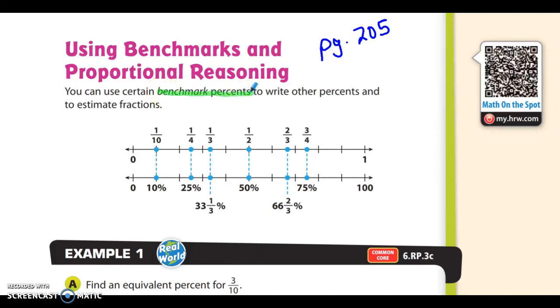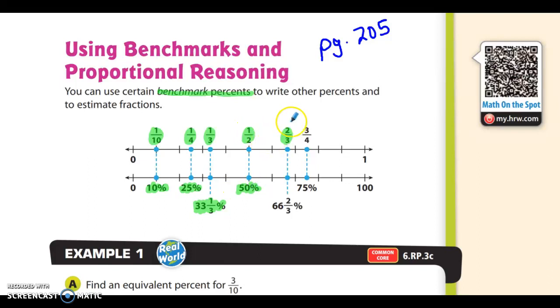So if you got 1 out of 10 on a quiz, that would be 10%. If you got 1 out of 4, that would be 25%. A fourth of a dollar is 25%. On the previous page, we learned that 1/3 is 33 1/3%. It gets rounded all the time. You'll even hear math teachers say 1/3 is 33%. It's 33 1/3, or 33.3 repeating. 1/2 is 50%.